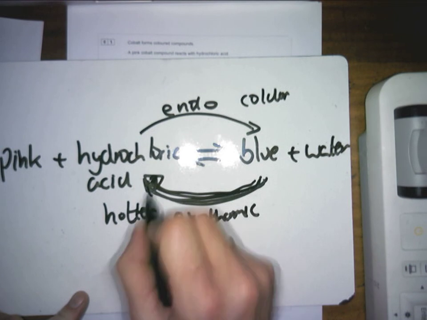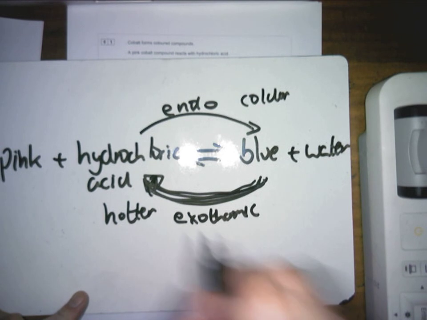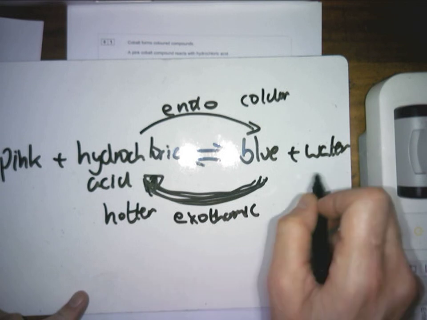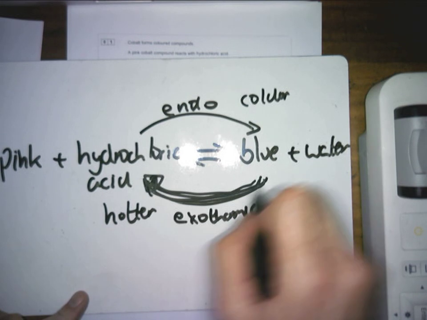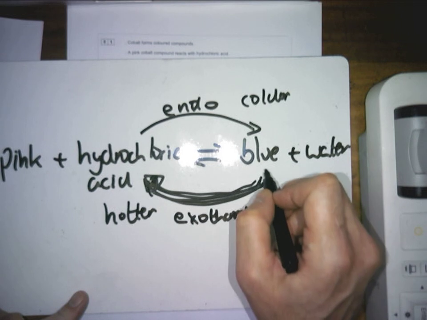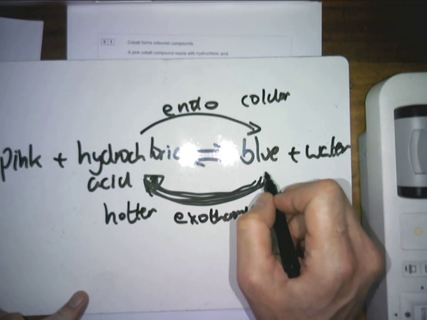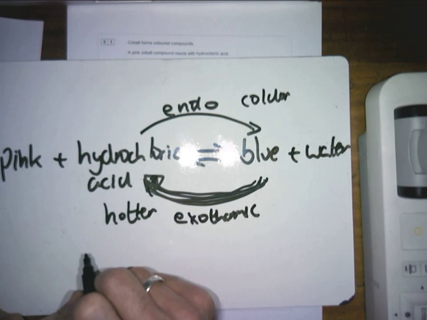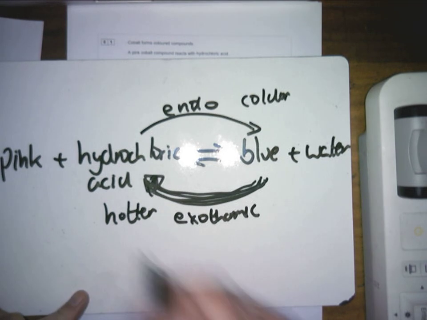Now if I get a bigger rate of reaction going backwards than forwards, what's going to happen to the concentrations of the two sides? Well, if we're getting more of this reaction, I'll have a decrease in the amount of blue cobalt compound and a decrease in the amount of water, and I'll have an increase in the amount of pink cobalt compound and hydrochloric acid.